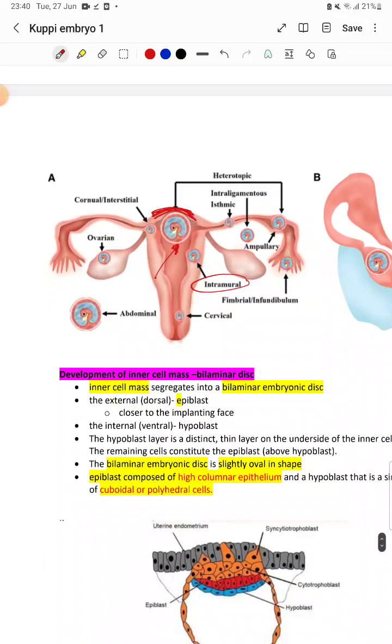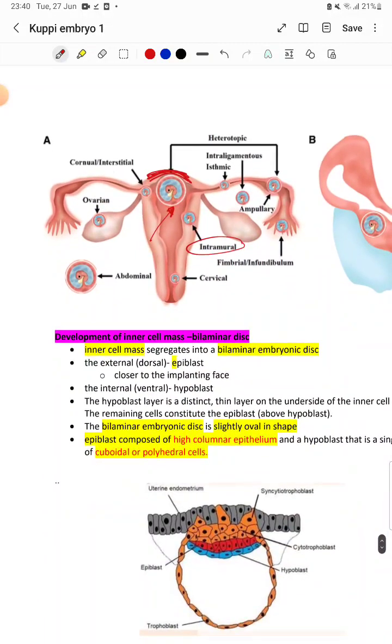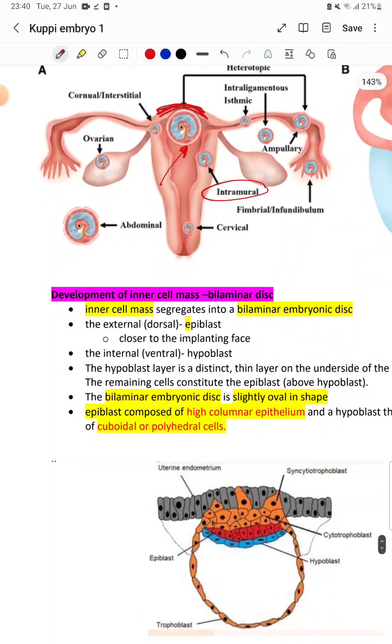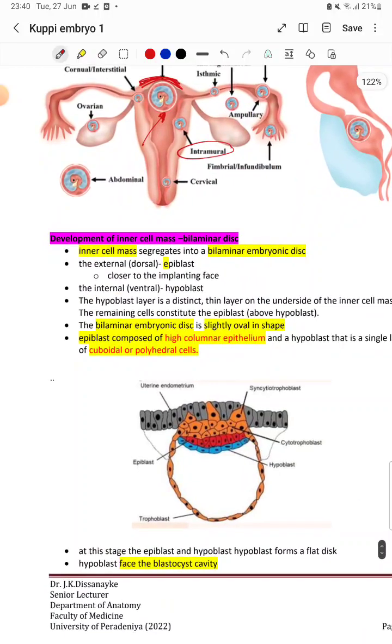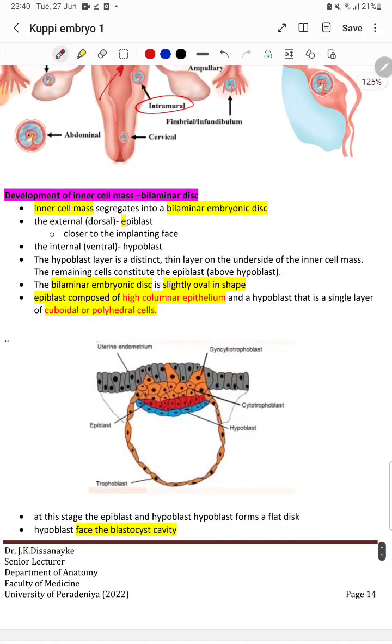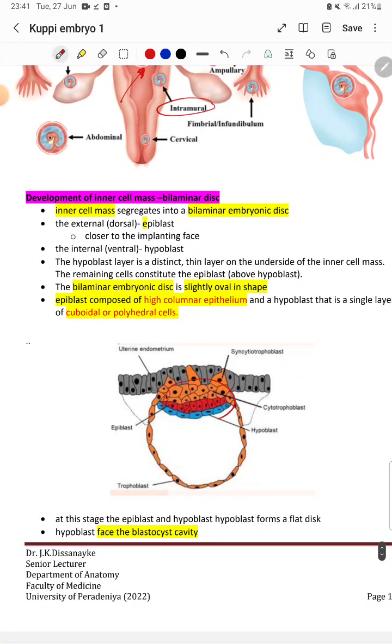Now at this stage, after invasion occurs, during the process of invasion, actually, you have the development of the bilaminar disc. So this is extremely, extremely important. Remember how I mentioned that the inner cell mass is facing the endometrium, right? The endometrium is here, this white area, so they're facing each other at some point, yeah?